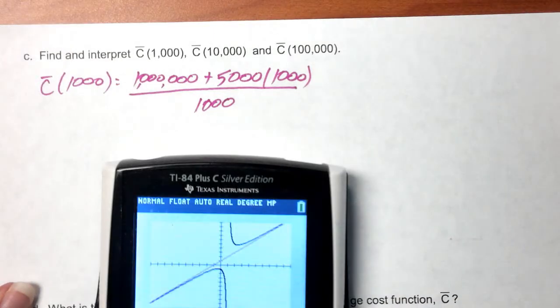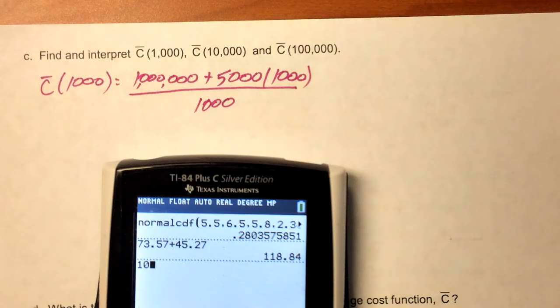Okay, so I'm going to spend that $1 million plus 5,000 times 1,000.